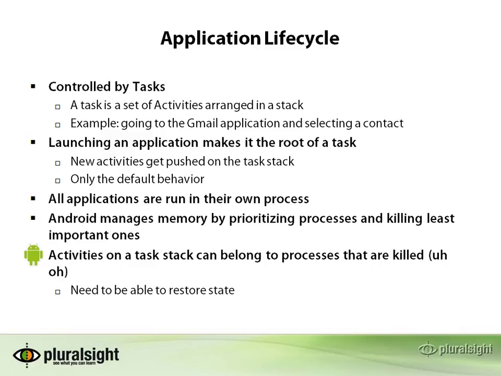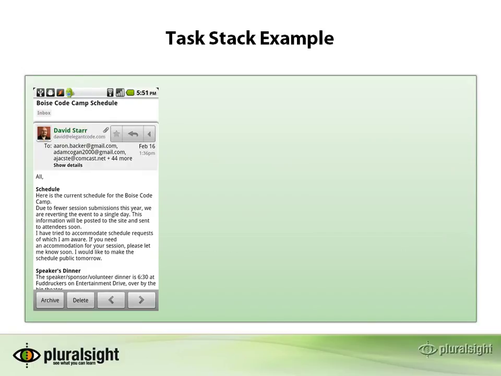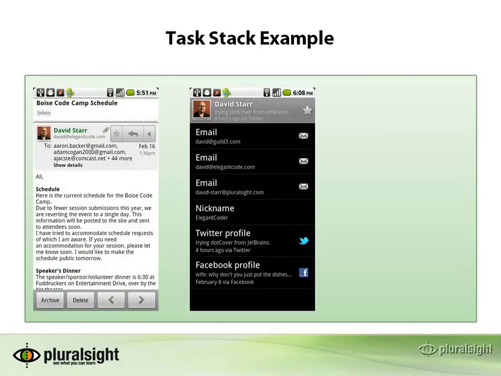So one thing that we're going to have to be careful of in our applications is that we properly manage state. Since our application process can be killed at any time, we need to be able to save the state and restore the state. So let me go through a quick example here of a task stack. If we use our Gmail application again and look at this lovely email from David Starr, I talked about clicking. If we click on him, the contact application should open up.